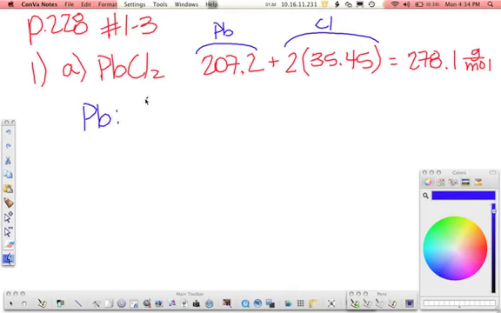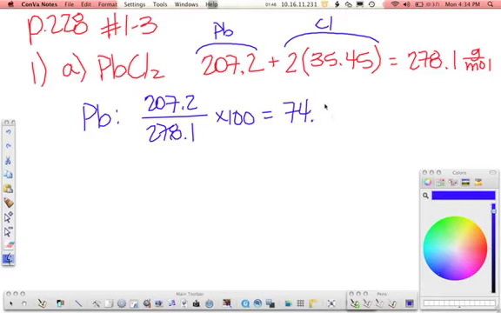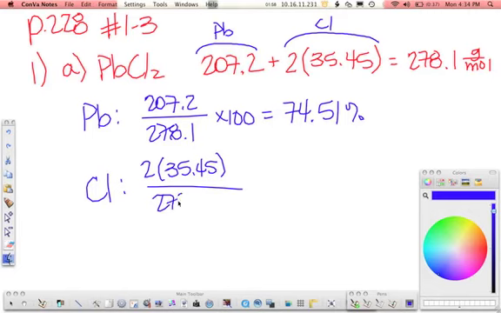So for lead, we have 207.2 grams divided by 278.1 grams, multiplied by 100, and you end up with, incorrect sig fig, 74.51%. And then for chlorine, do pretty much the same thing. 2 times 35.45 divided by 278.1 times 100. And you end up with the remainder, 25.49%. And that is all there is to it.